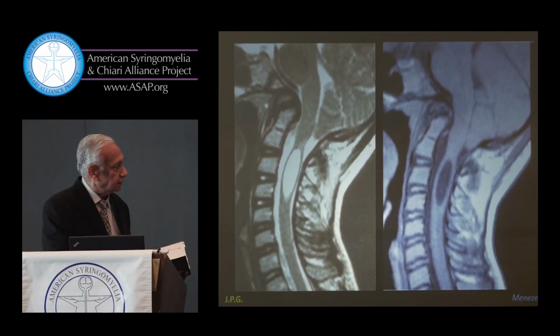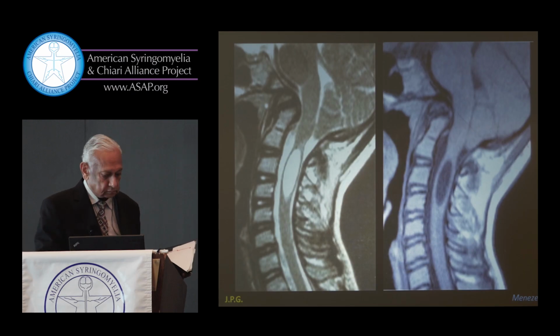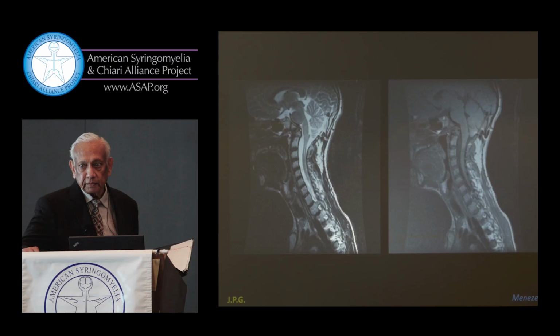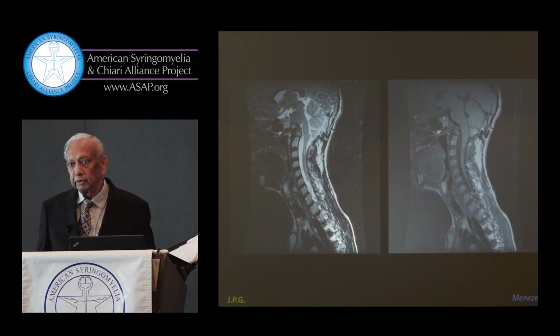Now we've got a syrinx present here. That's a patient post-op, same patient. The syrinx is gone. What have we done? We've taken away the front compression, taken away the compression from the brainstem. The syrinx has gotten much better. And what did we do? We've given more volume by taking away the pressure from in front.